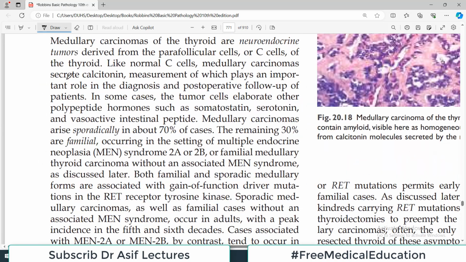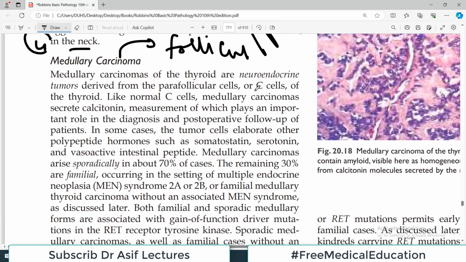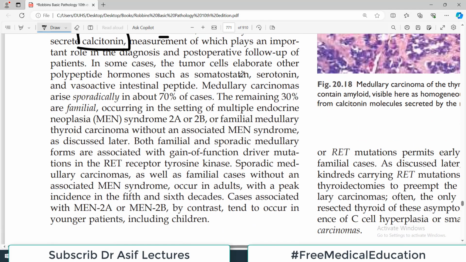Then we have to deal with the fourth category, which is medullary carcinoma. It is the only one which is not coming from the follicular epithelium. It is rather coming from the parafollicular epithelium or C cells. Like normal C cells, medullary carcinoma secrete calcitonin, and therefore whatever the physiological actions of calcitonin are will be happening in the body. In some cases, the tumor cells elaborate other polypeptide hormones as well, such as somatostatin, serotonin, VIP, and these medullary carcinomas arise sporadically in about 70% of the cases, but sometimes, such as in 30% of the cases, they may be familial, associated with MEN syndrome.